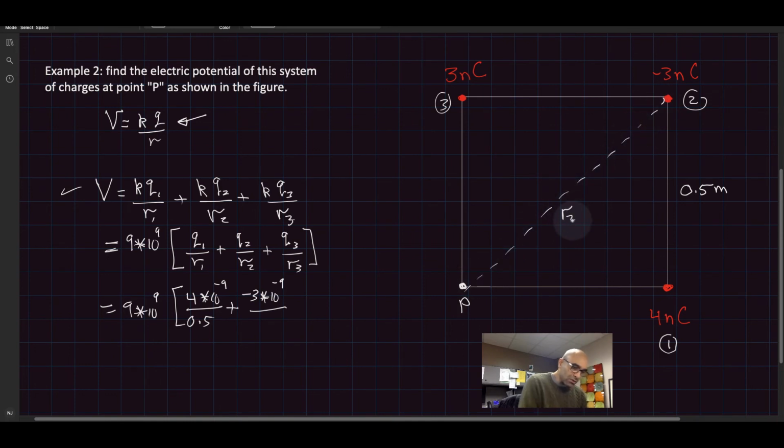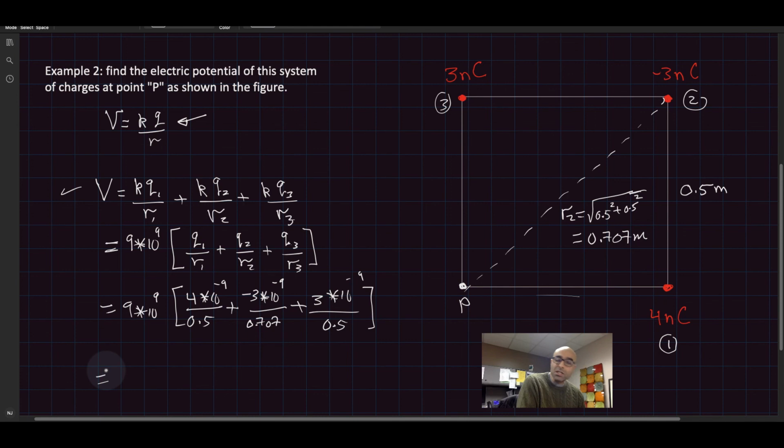I'm going to call it R2. And R2, using the Pythagorean theorem, is equal to the square root of this square plus this square, so 0.5 squared plus 0.5 squared. And with some calculation, I can find this is equal to 0.707 meters. So I'm going to put 0.707 here, plus Q3, which is 3 times 10 to the minus 9, divided by the same distance as this one, which is 0.5.